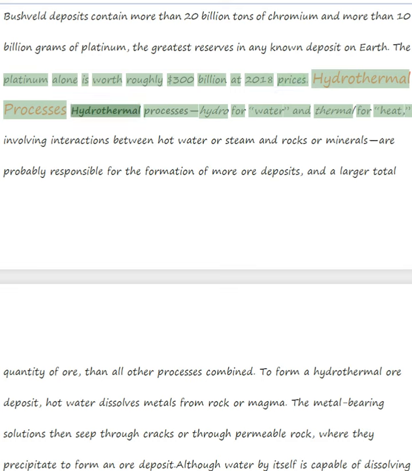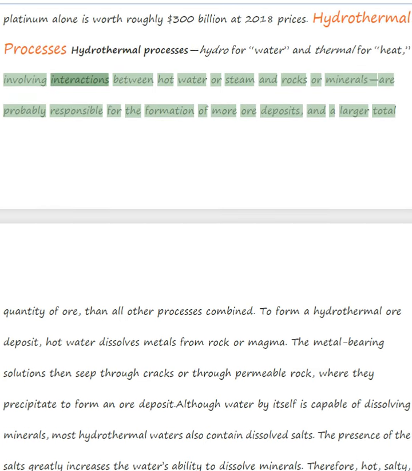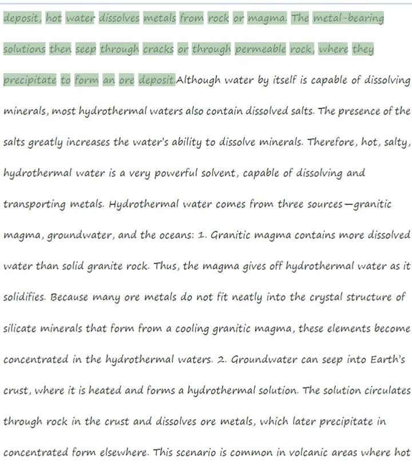Hydrothermal processes, hydro for water and thermal for heat, involving interactions between hot water or steam and rocks or minerals, are probably responsible for the formation of more ore deposits, and a larger total quantity of ore than all other processes combined.